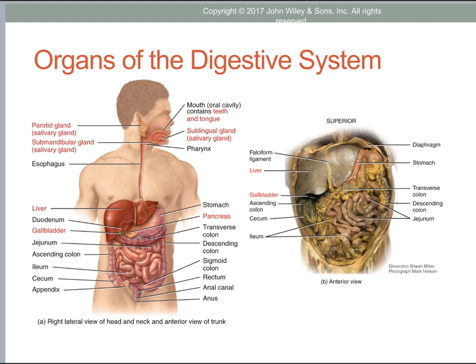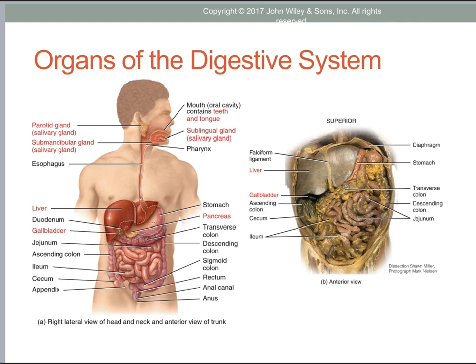Then we have that pharynx, that funnel-shaped tube that we talked about in the respiratory system. Again, here the oropharynx, that passageway from the mouth down into the esophagus. The esophagus is going to tie up and meet with our stomach, then our small intestine, the portions thereof, the large intestine, the sigmoid colon, the rectum, etc.